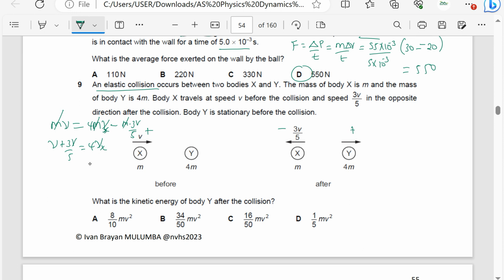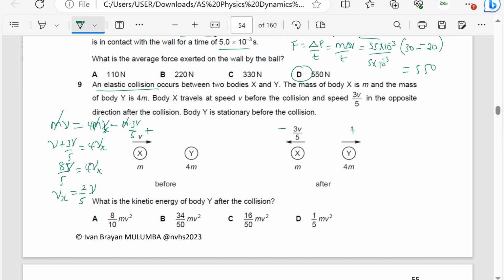So LCM, 5v plus 3v, divided by 5. Okay, that is 8v over 5 is equal to 4vx. So vx is equal to, dividing by 4, 2 over 5 times v.